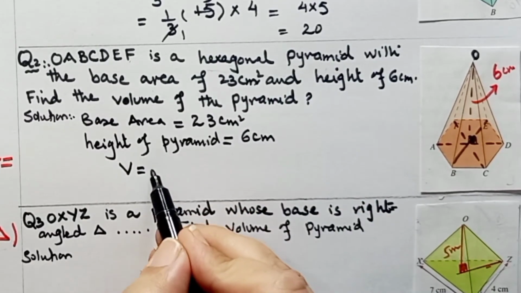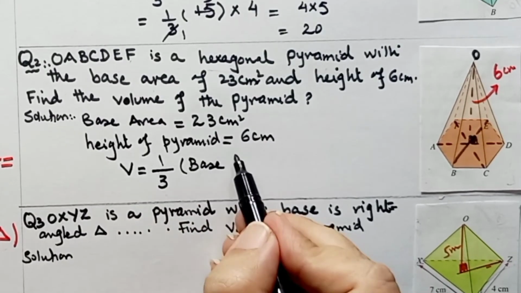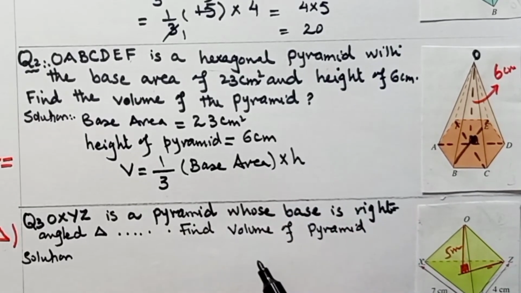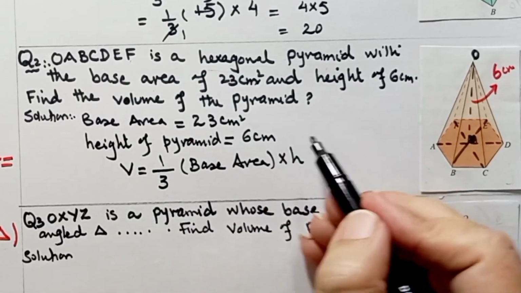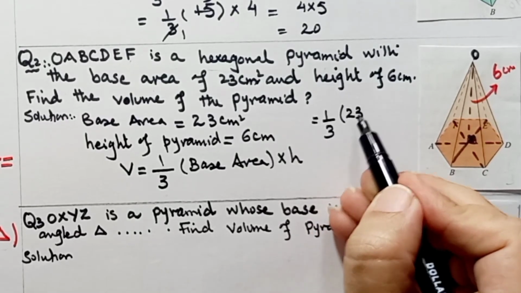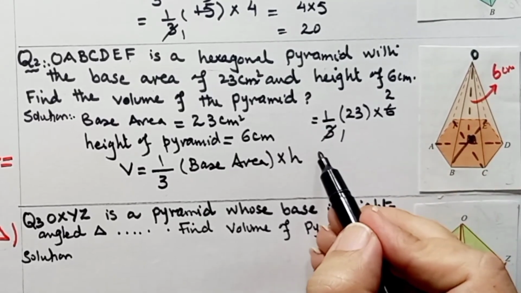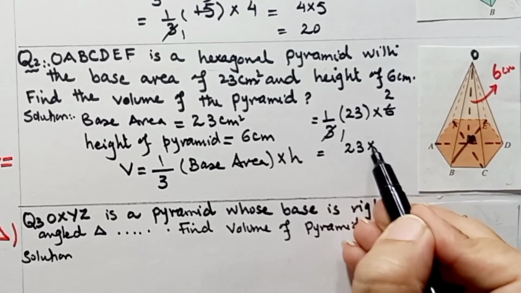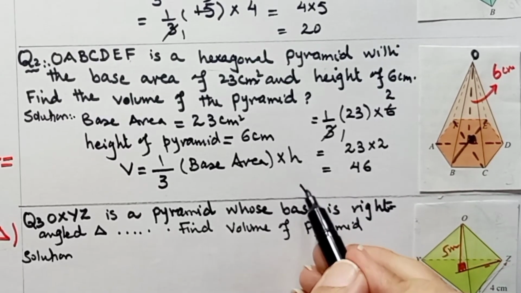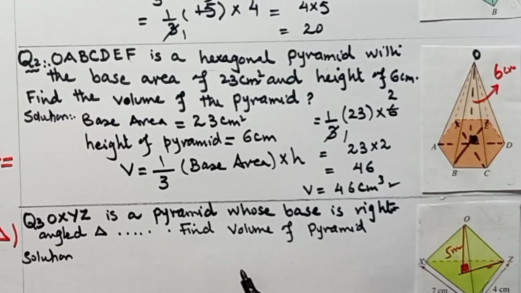Formula for the volume is 1 by 3 base area multiplied by height of pyramid. So what I have to do is replace the values carefully. 1 by 3 into area, which is given as 23, and height is 6. 3 ones are 3 and 3 twos are 6, and I'm left with 23 multiplied by 2, which is equal to 46. So the volume equals 46 centimeter cube. Really easy questions, and let me quickly move to the next question.